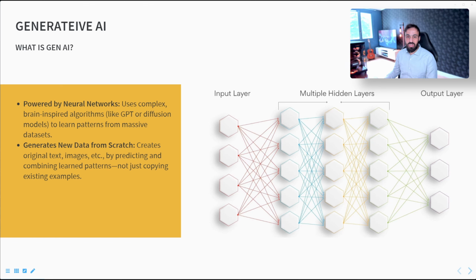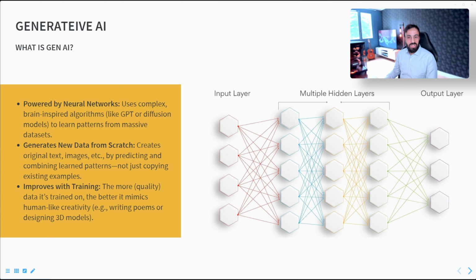Generative AI generates new data from scratch. It doesn't just copy examples from its training data. Instead, it predicts and combines the patterns it has learned to produce original outputs, such as text, images, or videos. Finally, generative AI improves with training. The more high-quality data it's exposed to, the better it gets at mimicking human-like creativity.